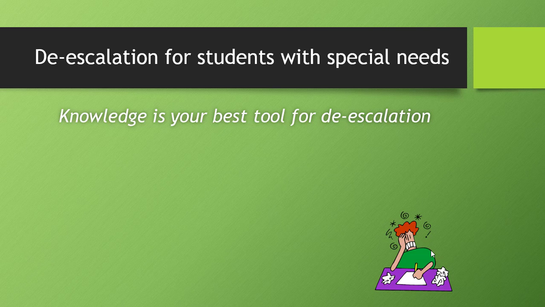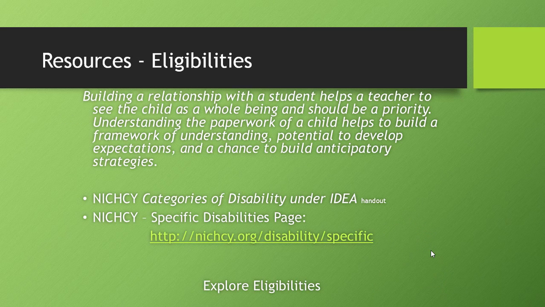De-escalation for students with special needs. Knowledge is your best tool for de-escalation. When working with a student with special needs, it's important to get to know that student better. So that means building a relationship with them and understanding them as a whole being, also understanding their IEP, meeting the paperwork helps to build a framework of understanding and the potential to develop expectations and a chance to build any potential strategies.